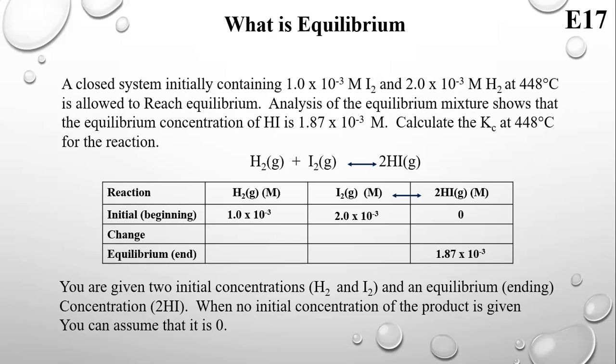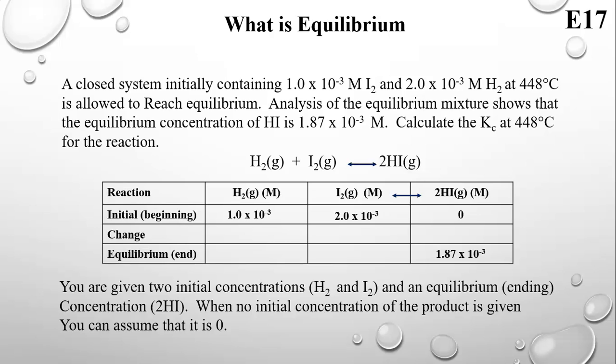Okay, so a closed system initially containing 1 times 10 to the negative 3 molar I2 and 2.0 times 10 to the minus 3 molar H2 at 448 centigrade is allowed to reach equilibrium. Analysis of the equilibrium mixture shows the equilibrium concentration of HI is 1.7 times 10 to the minus 3. Calculate Kc at 448 for this reaction. Again, they use that temperature twice. All they're saying in this problem is that temperature doesn't change. So you have a valid problem.